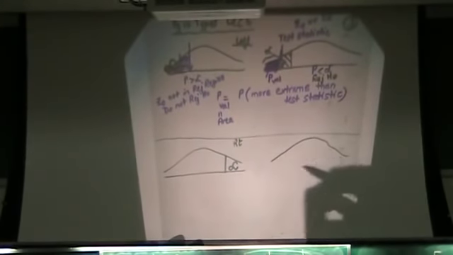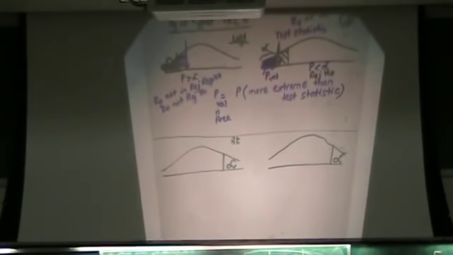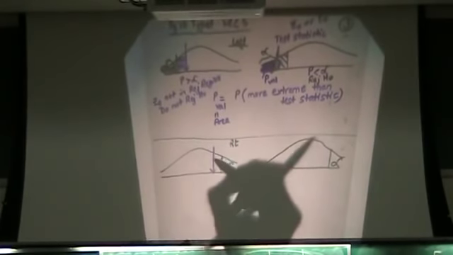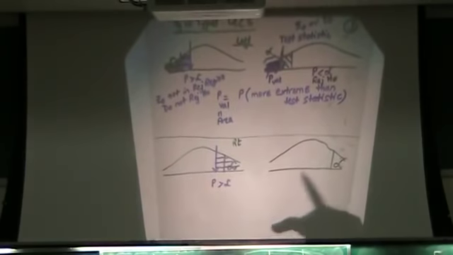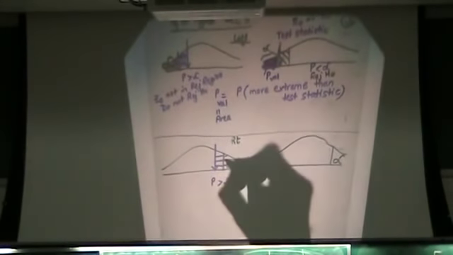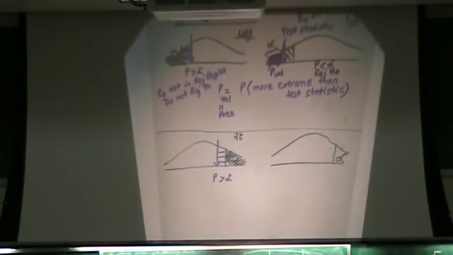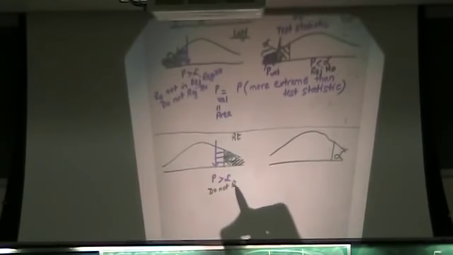Only two things can happen. Either you are here, in which case your p-value is huge, P greater than alpha, comparing area, mind you, right? Do not reject H0.